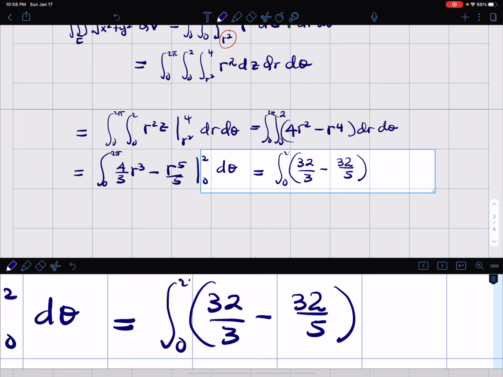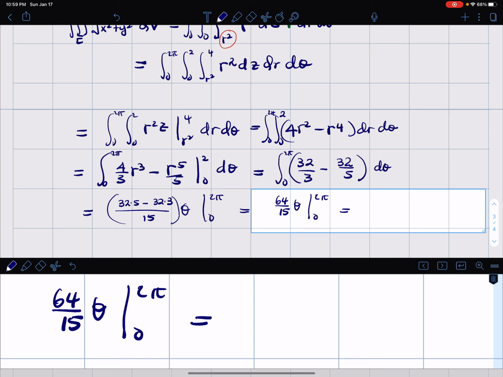Then you plug in 0, you plug in 2 pi. So that is going to be 32 times 2, which is 64 over 15, right? Theta. You plug in 0 and 2 pi. When you plug in 2 pi, you get 128 pi over 15. All right, I did this in a hurry. I want you to look over my work and make sure this is correct, but that's how we do it.